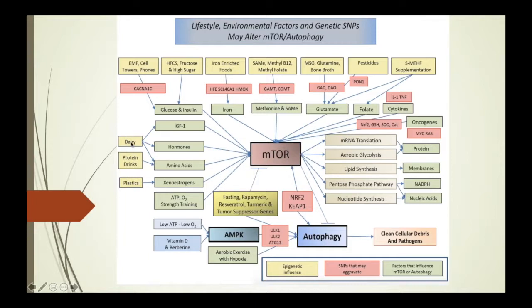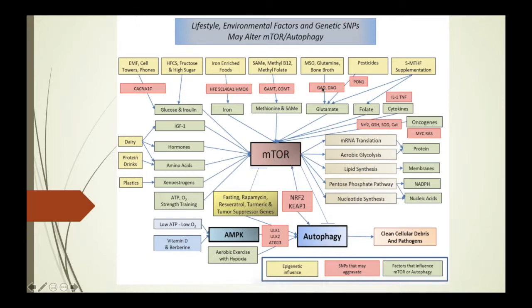For example, your dairy intake, your proteins, plastics, electromagnetic signals, your telephones, sugars, foods that you consume, B12, vitamins, pesticides, etc. These are all the external epigenetic factors that influence your mTOR. What genes they influence are all coded in pink.